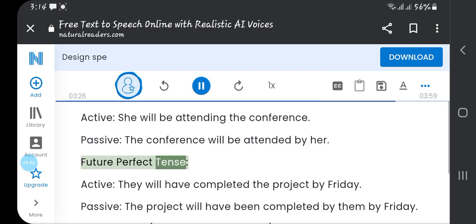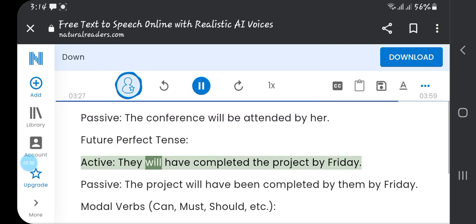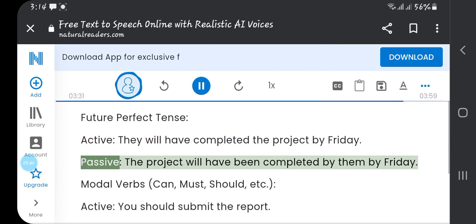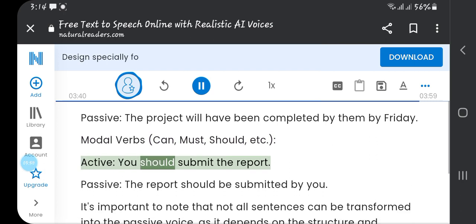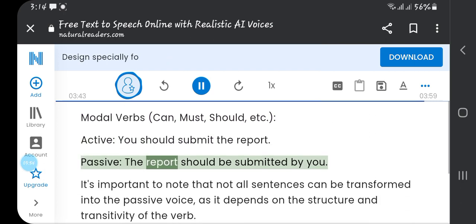Future perfect tense. Active: they will have completed the project by Friday. Passive: the project will have been completed by them by Friday. Modal verbs. Active: you should submit the report. Passive: the report should be submitted by you.